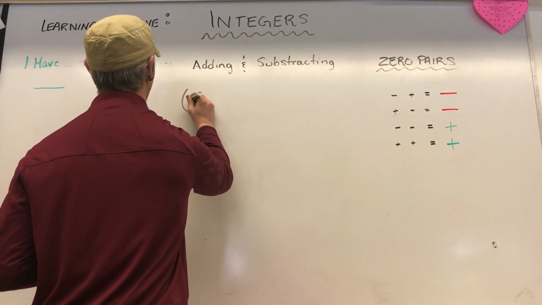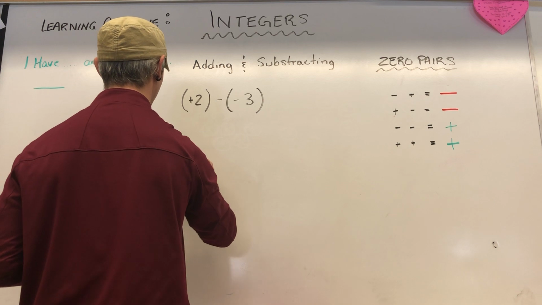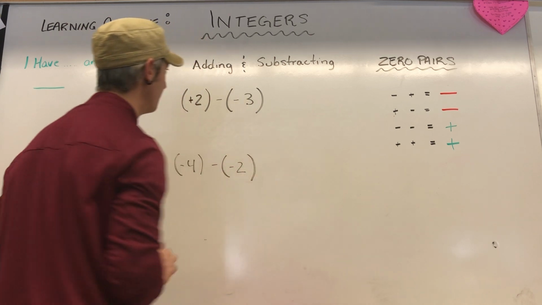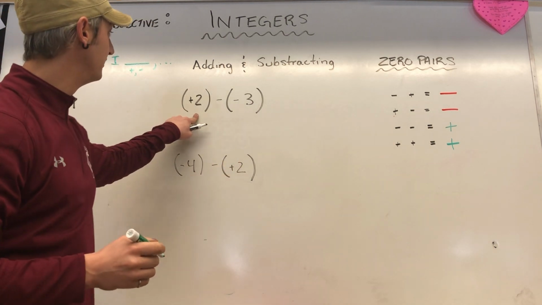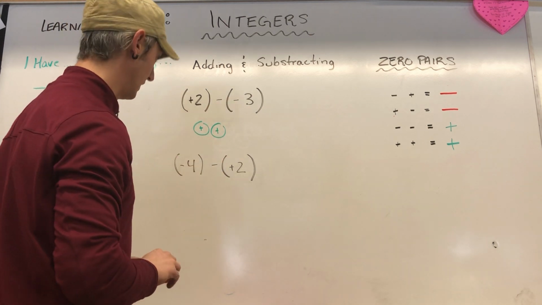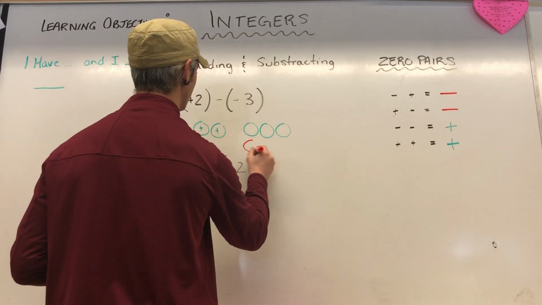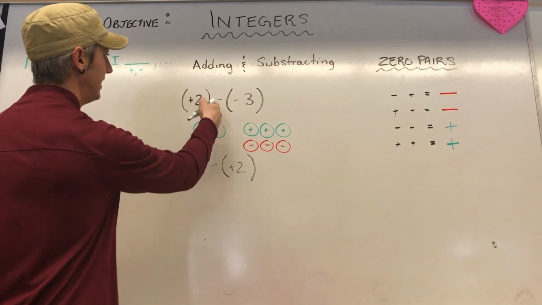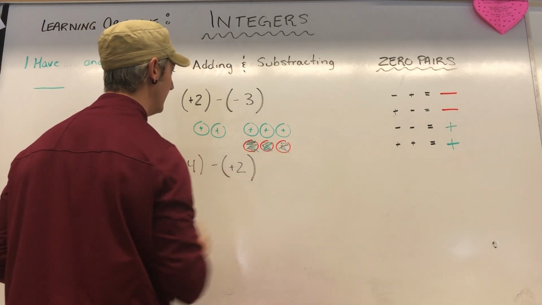So let's say I have +2, -3, and -4. Okay. So I have positive 2. 1, 2. And I take away negative 3. Again, I don't have any negatives to take away from, so I take away from some 0 pairs. Okay, and I can take away now negative 3. Goodbye, goodbye, goodbye. That's confusing, but I do that. I'll just use black. And I'm left with positive 5.